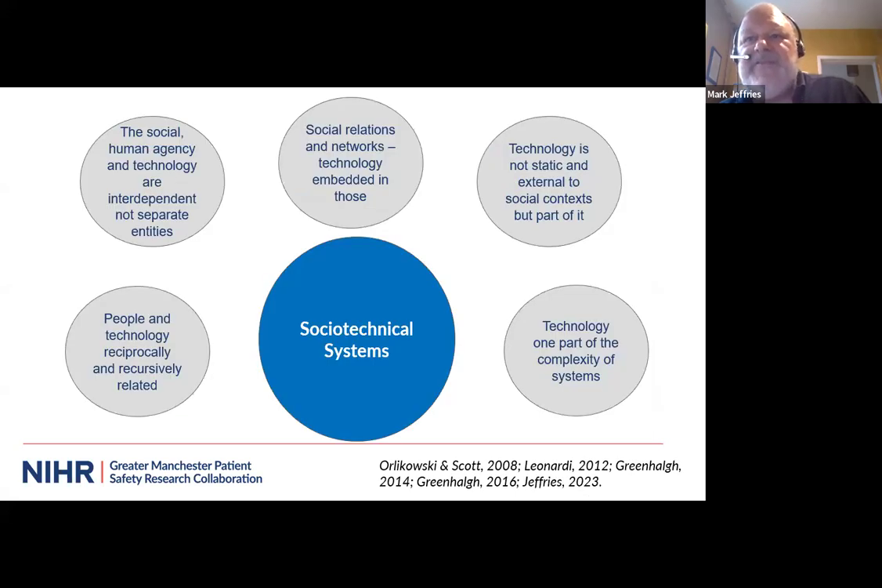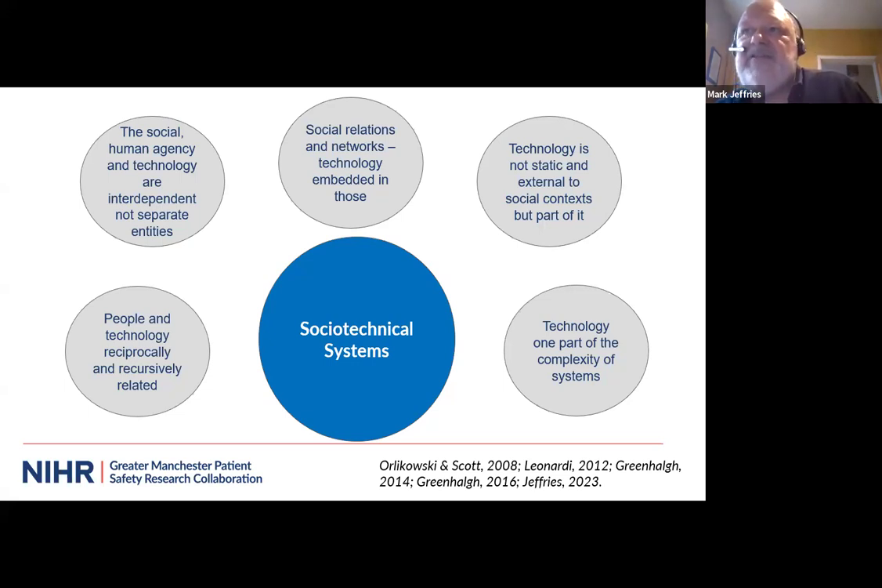So therefore, looking at socio-technical systems, reciprocally and recursively related describes a dynamic and interdependent system where the components are mutually influencing each other, and that interaction is repeating and evolving over time, often creating a sort of feedback loop. Those relationships exist simultaneously. You're not getting an output from one. It's the interaction that is causing any sort of output. There's not an input at the beginning and an output at the end.